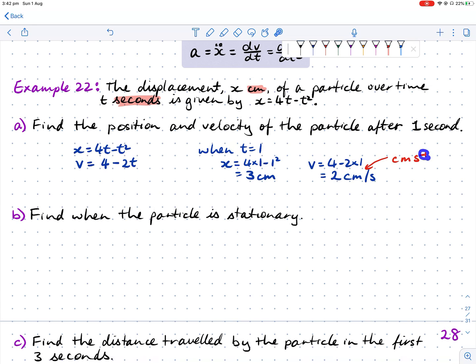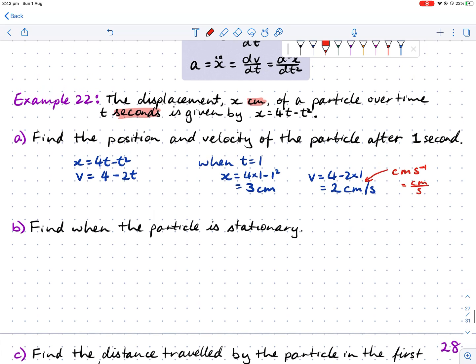The minus 1 just means that this is like a fraction. If we look at it like an index, then that's like saying cm over s, so it's centimeters per second. So that's just different ways that we can write it.